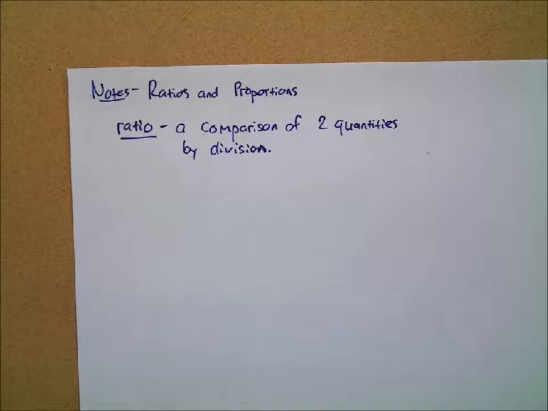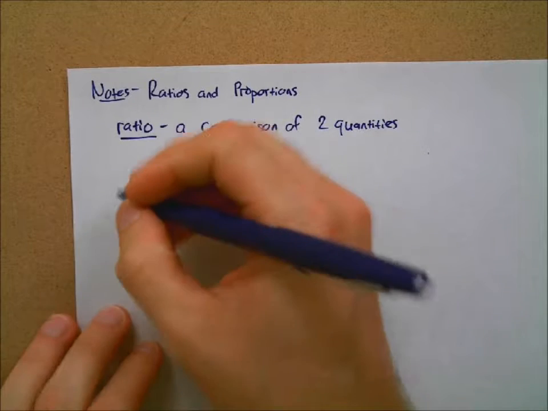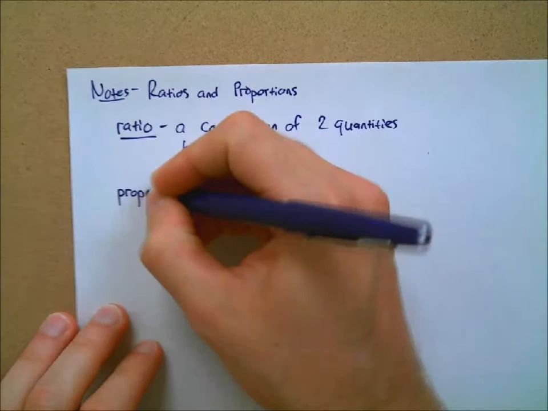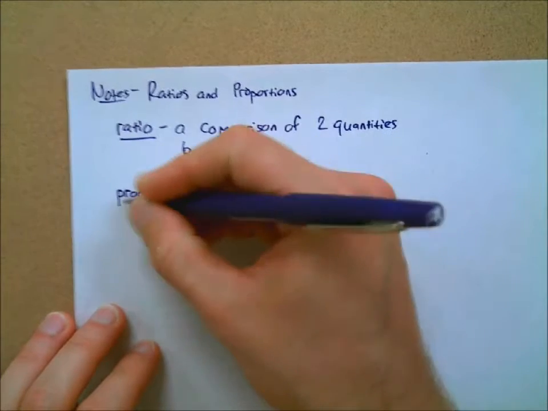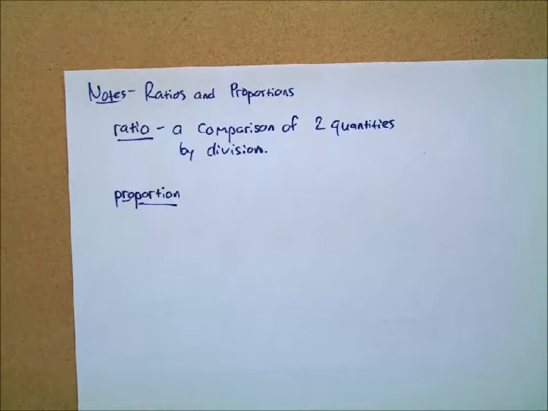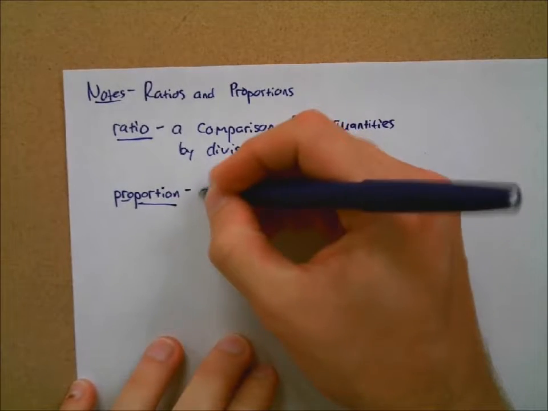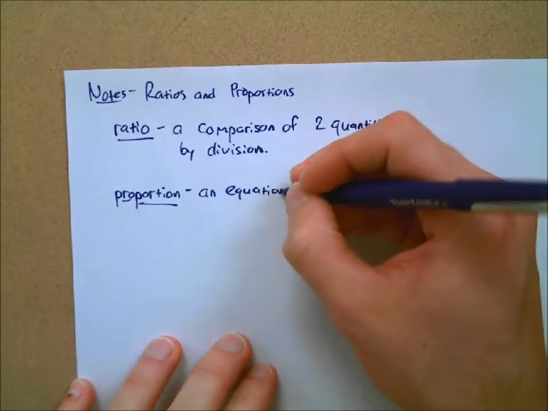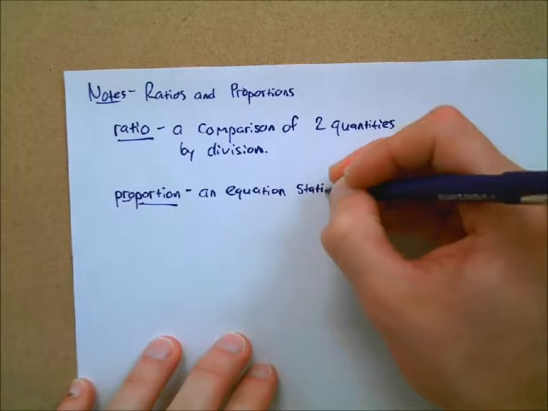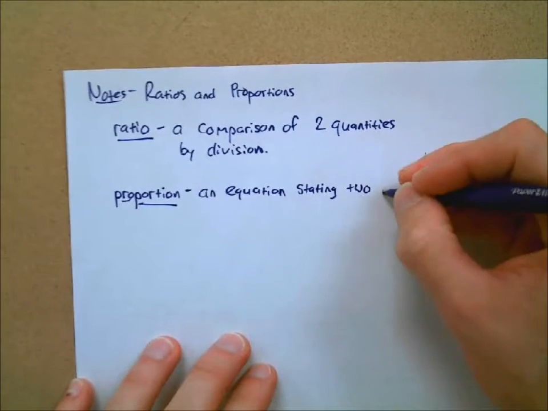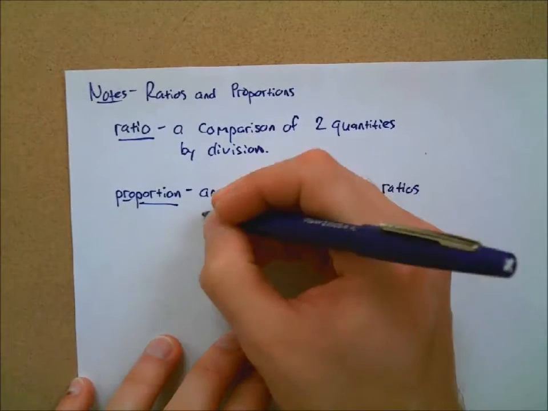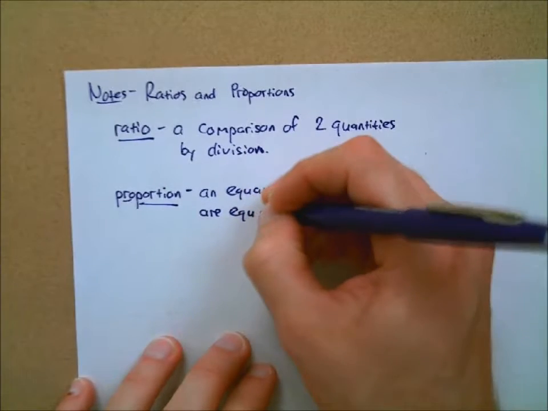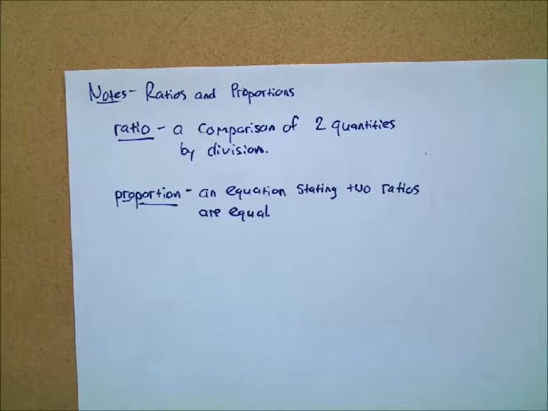A proportion is normally taught along with ratios, and they're related. A proportion is an equation stating two ratios are equal. So, a ratio is just a comparison of two quantities by division. A proportion is like saying two ratios are equal, essentially. That's all there is to it.